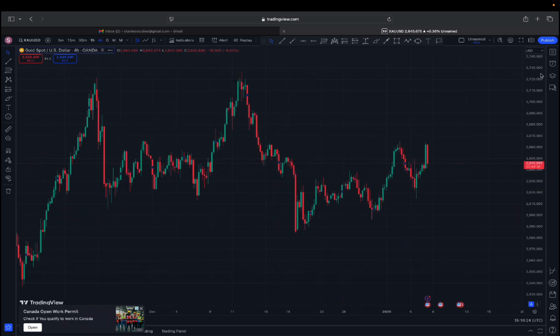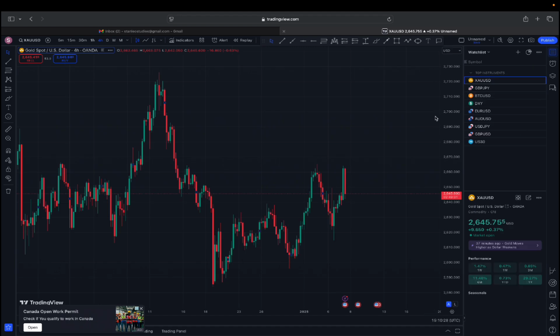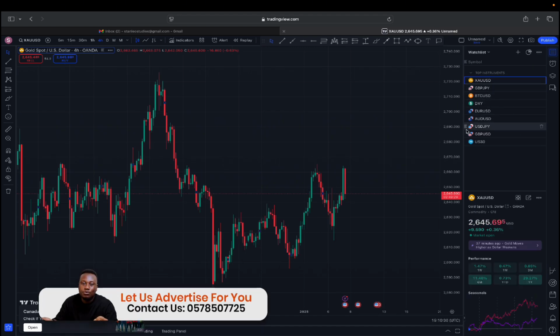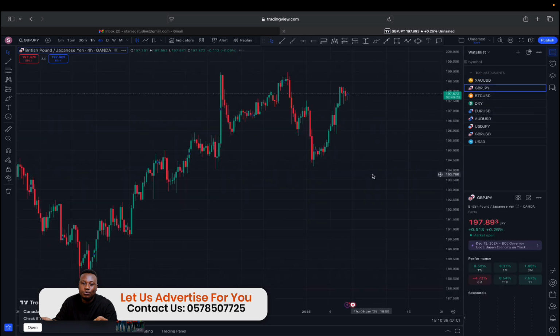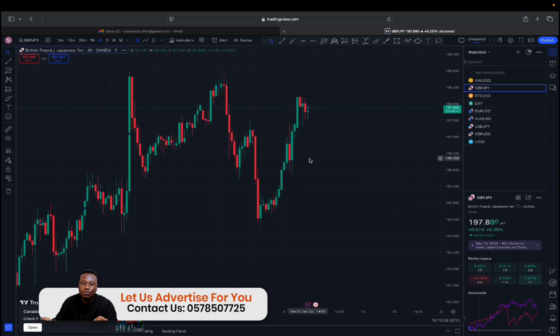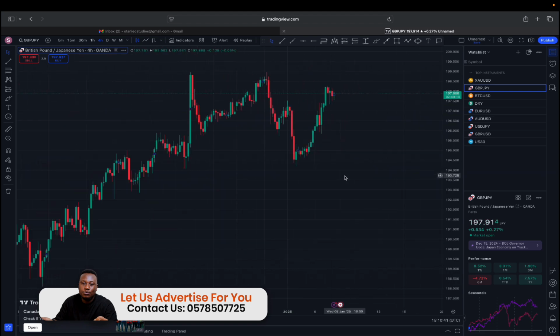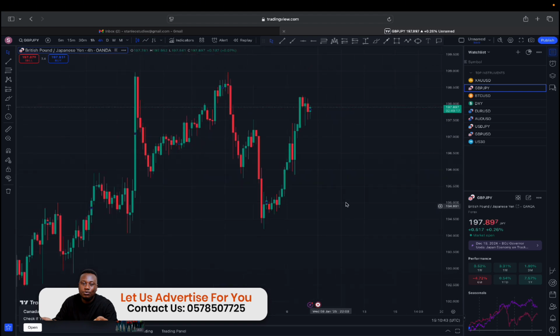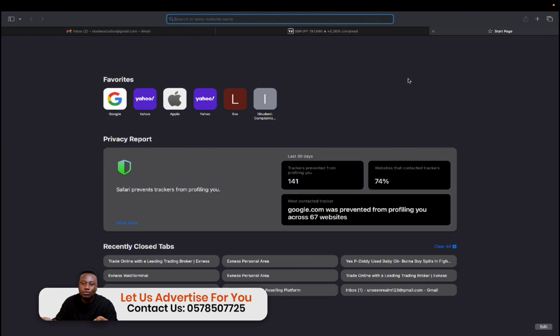I already have an analysis on this gold. Gold has been my go-to market for trading almost all the time. So let me go to GBP/JPY. And I also think there is a news. Okay, there is a news at the moment, so let me check what is happening, the fundamental analysis, before I come to the technical analysis.